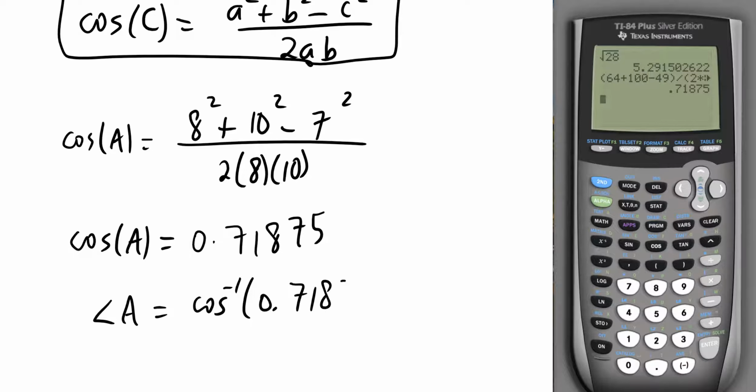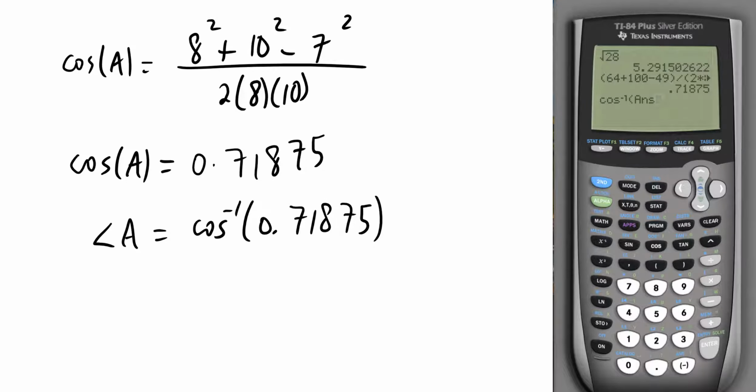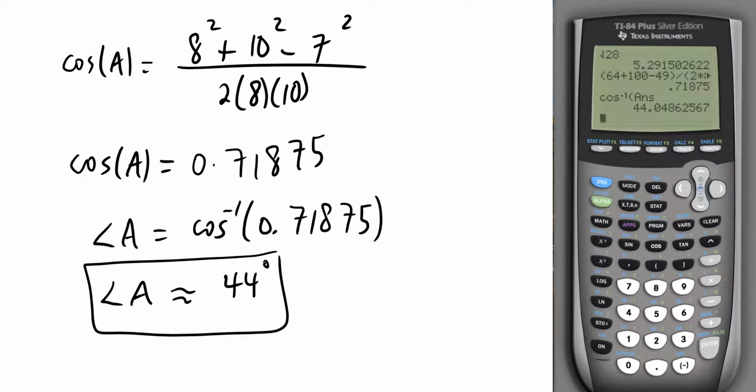Now if I want to find what angle A is, angle A is cosine inverse of that number. So I'm going to make sure the mode is degrees. It's not, so I'm going to change it to degrees and quit. Now I'm going to do cosine inverse of the answer. So I'm going to go second, negative sign, which copies the previous answer and pastes it in here. So that gives us angle A. A is about 44 degrees. So I found angle A.